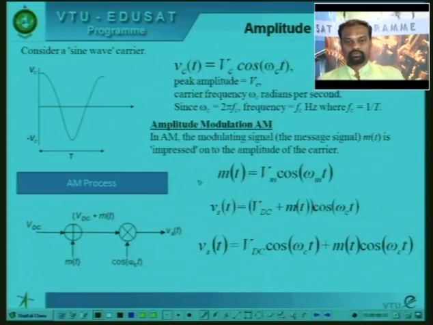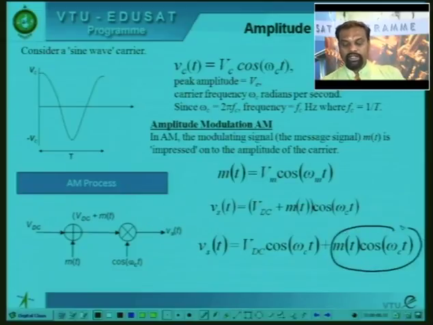Now, what we saw earlier was only this data, m of t into cos of omega ct, which we understood as modulation, and we could transmit the data. But now, along with that m of t cos of omega ct, what is it that we are trying to do?